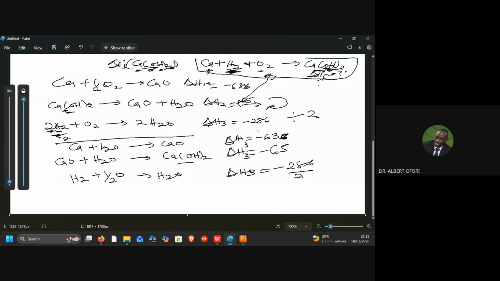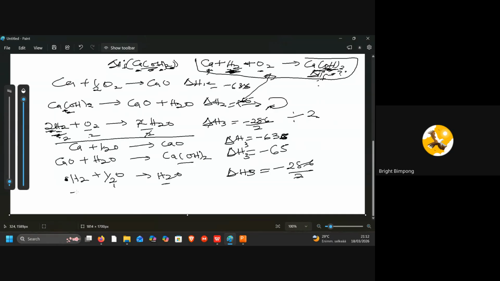Don't I need to just divide by 2? So I divide the whole equation, not just one element. The whole equation divided by 2. So it means that hydrogen divided by 2, oxygen divided by 2, water divided by 2, then the delta H divided by 2. So that this gives you 1 mole, this would then give you half mole, this would give you 1 mole.